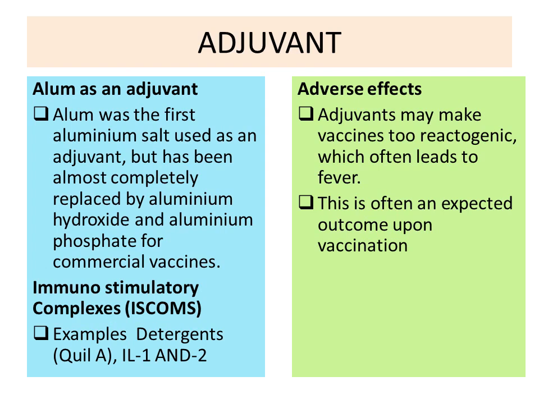Examples, as I've told you, alum was the first aluminum salt which was used as adjuvant. Now it is replaced by aluminum hydroxide as well as aluminum phosphate for commercial vaccines. Here ISCOM is very important, immunostimulatory complexes which are formed by detergents Quil A, interleukin 1 and 2. Now very important, one adverse effect is there because adjuvants, as you know, are very reactogenic and they lead to fever. That is why during vaccines fever is there. So fever is the expected outcome of vaccination.